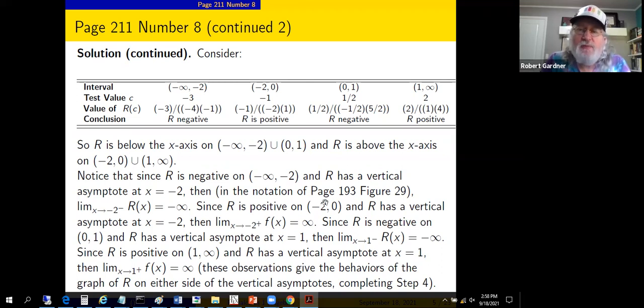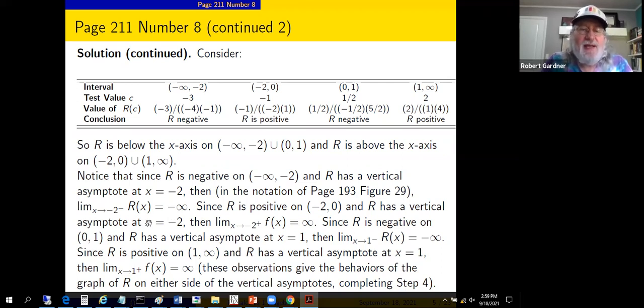The book introduces some notation in one of their figures from, I think, a previous section. They use the symbols: the limit as x approaches -2 from the negative side of r of x equals -∞. All right, here's how to make sense of this. We have not formally defined this. You will in Calculus 1.